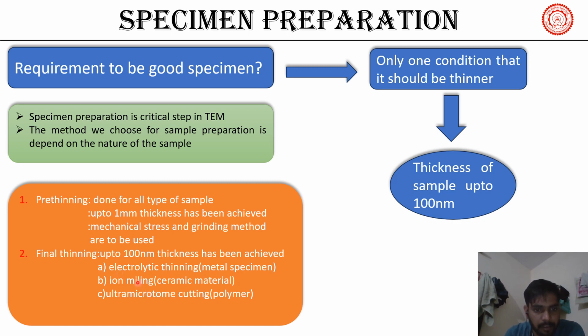For example, if we have a metal specimen, then we use electrolytic thinning. If we have a ceramic material, then we use ion milling, and if we have a polymer type of specimen, then we do ultramicrotome cutting. These are further classified in many ways, but at this point, these are the three types of final thinning process based on which type of specimen we have.